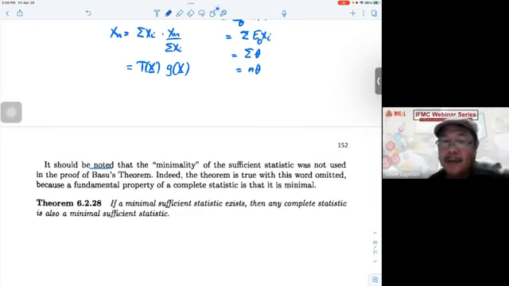Okay, so any questions or clarifications? This ends the first principle of data reduction based on sufficiency. So next meeting, I'm going to discuss data reduction based on likelihood function.